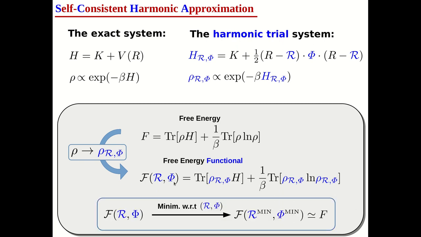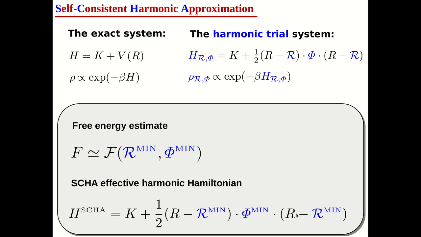And then the self-consistent harmonic approximation is based on a variational principle. By minimizing this functional with respect to the two free parameters R and phi, we obtain the self-consistent harmonic approximation estimate of the free energy here. So when we minimize this functional, we have the corresponding value of these two parameters at the minimum: calligraphic R minimum and phi minimum. Okay. So this is what we have at the end of our self-consistent harmonic approximation minimization.